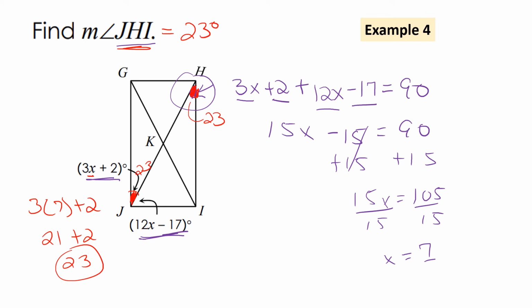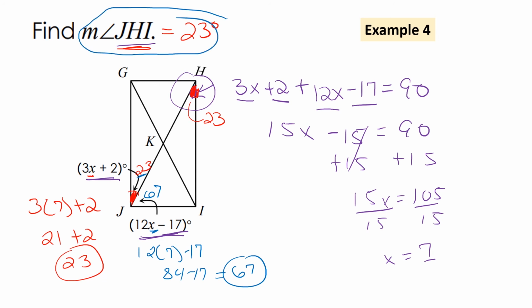If we know that this angle is 23, the measure of angle HJI would be, they would complement each other, meaning they would equal 90. So this will have to be 67, because I just subtract 90 minus 23. And we could take it a little further. If we plug in x here, 12 times 7 minus 17, 84 minus 17 does in fact give me 67, so it works out. So I just took that problem a little further, but we found our answer, which is 23 for this problem.